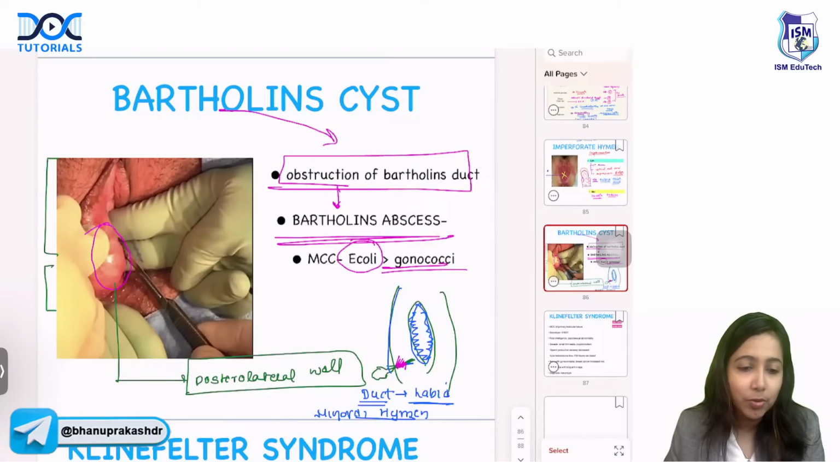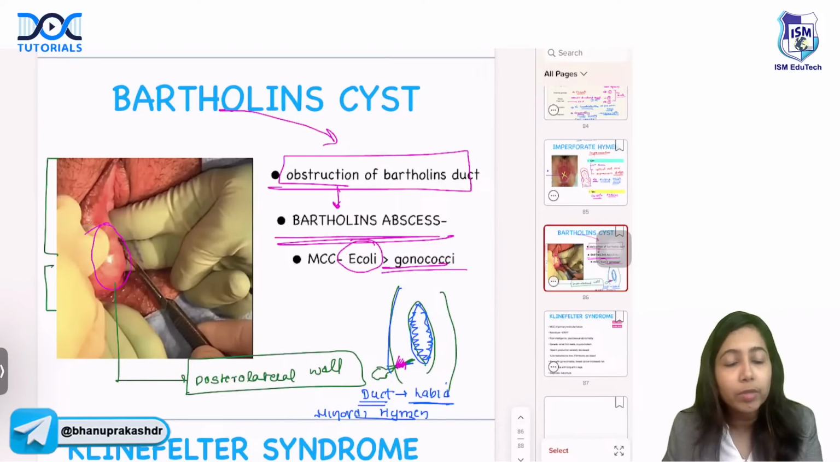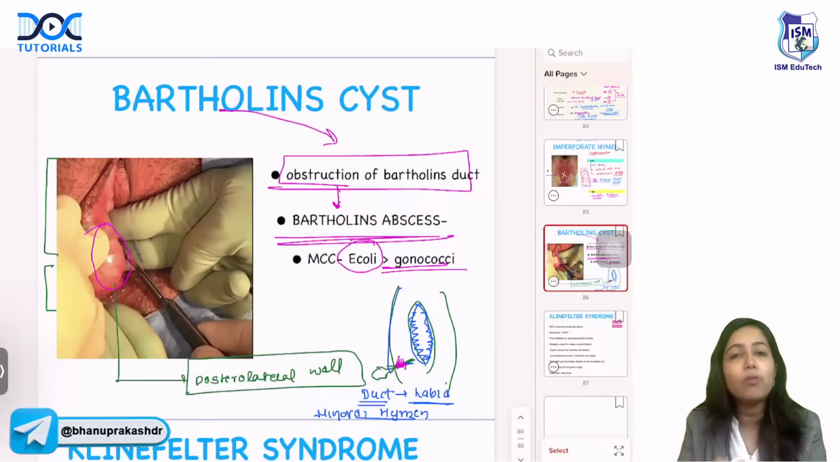NEET PG questions, both options unicornuate and bicornuate. Yes, dear, they can give you unicornuate, bicornuate. Both will be there in the options. I'm not saying that only unicornuate will be there. They will give you options like unicornuate, bicornuate, septate uterus. All these options will be there.